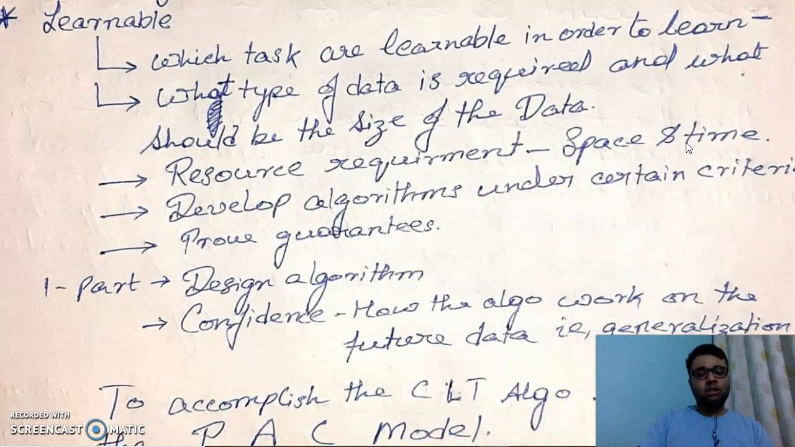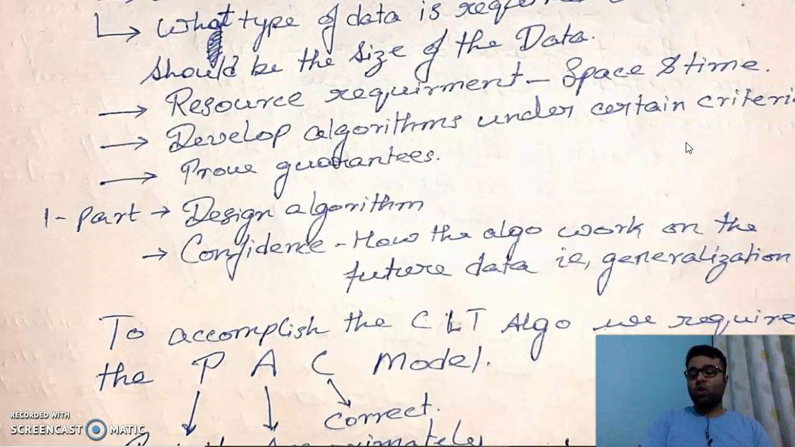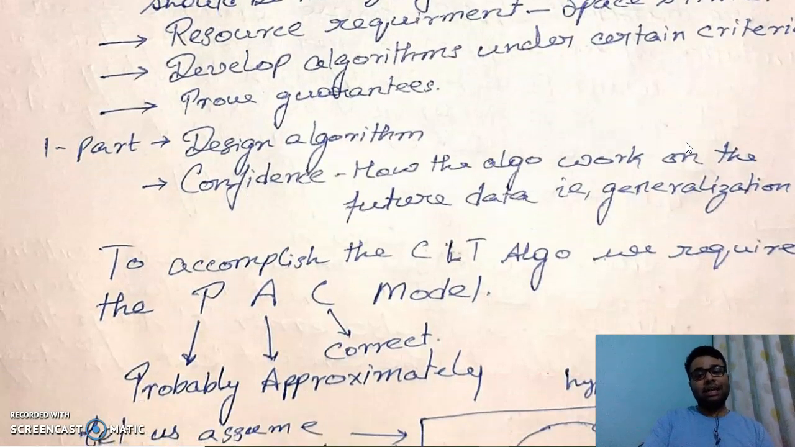So, the first task is to make the algorithm learnable. Second is, what type of data is required and what should be the size of data. Third is resource requirement, space and time. These are the two resources. Fourth point is, we should develop an algorithm under certain criteria which proves the guarantees of its existence.